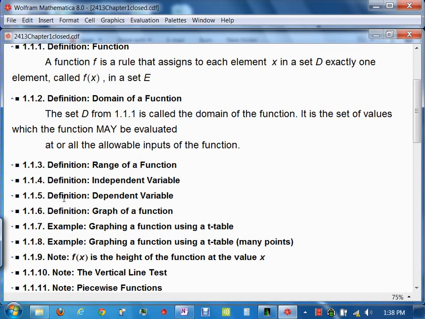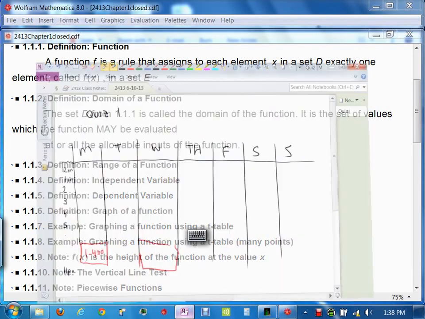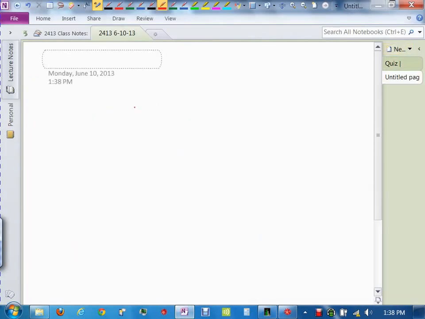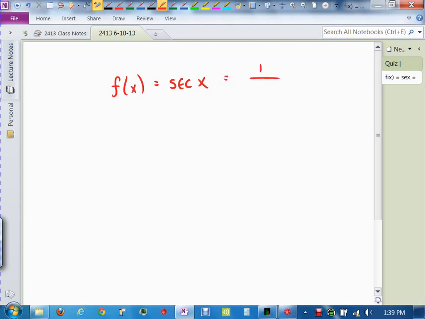What would be something you cannot plug into the function f of x equals secant x? So if I take f of x equals secant x, someone give me a value, a number that is not in its domain. Anybody remember what secant x is? 1 over cosine. So this is 1 over cosine x.